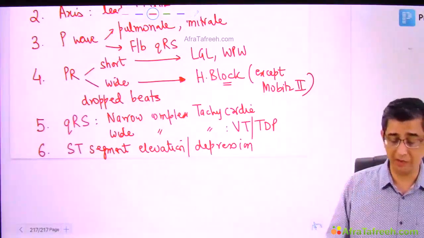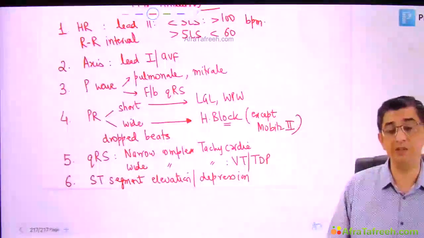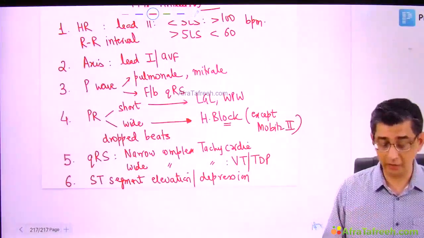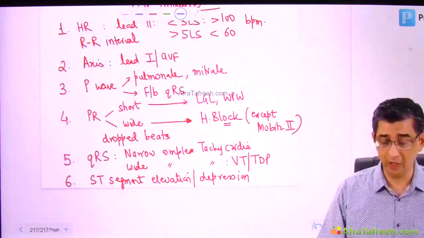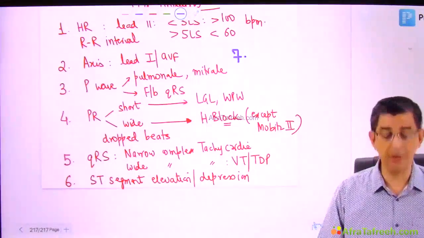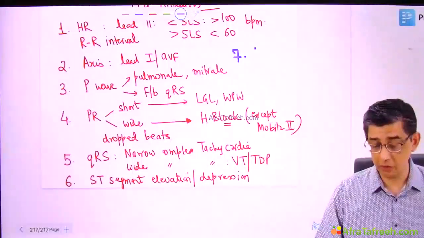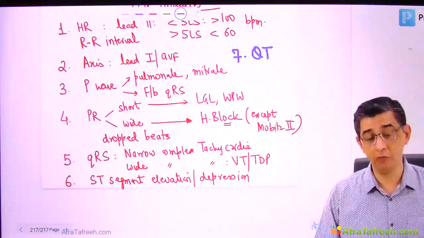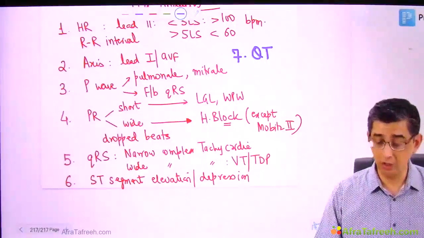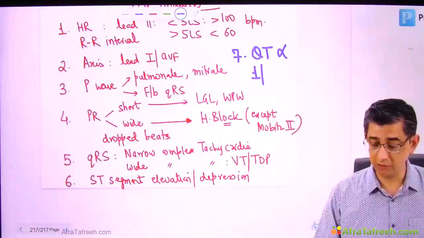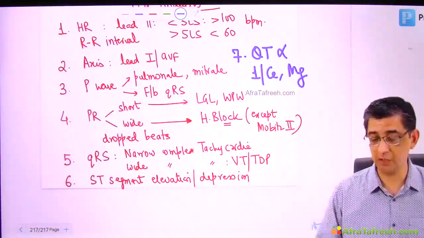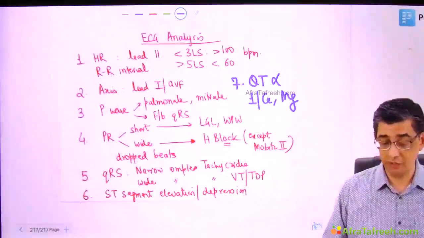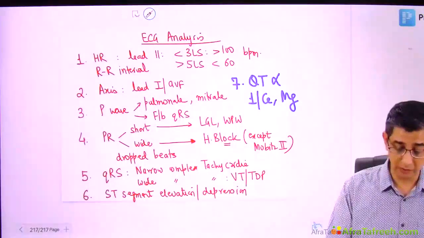I can assure you that if 5 seconds are invested in each of these steps, 6 into 5 would be 30 seconds. At the end of 30 seconds, suppose there is no conclusion from your side, then probably this question is on electrolyte imbalance, because the QT interval then has to be counted by you. The QT interval always shows an inverse relation, especially with calcium and magnesium. So a lot of the time, questions on electrolyte imbalances might also be present. Just try to implement this.